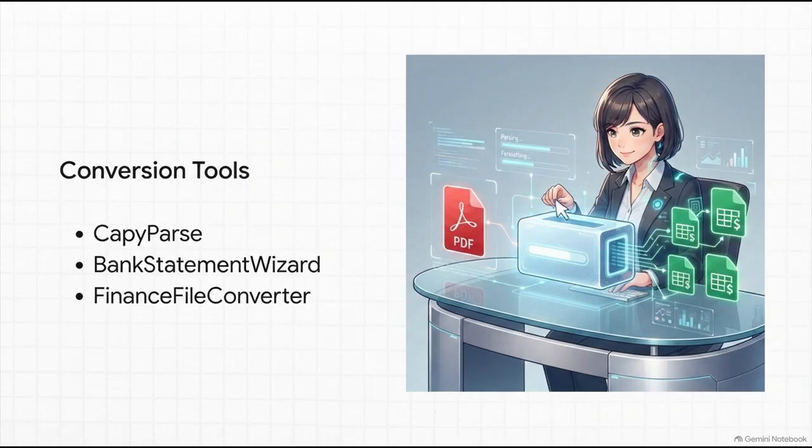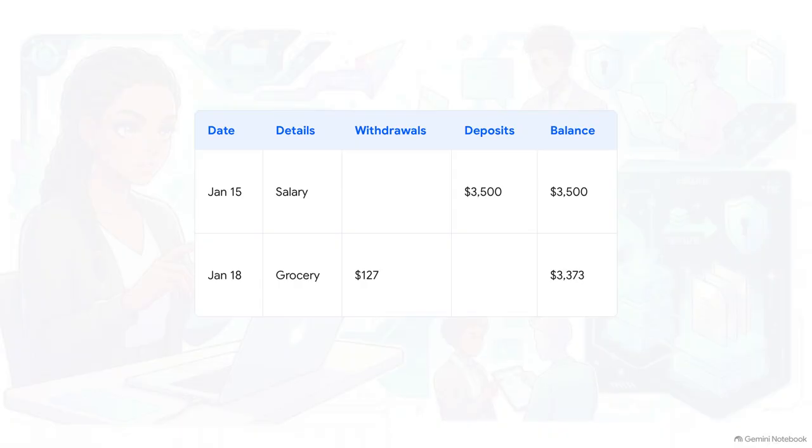The solution? Third-party AI-powered converters. Tools like CopyParse, Bank Statement Wizard, or Finance File Converter are built exactly for this headache. You just upload your NetSpend PDF into their secure web portals, and their AI goes to work extracting the data, recognizing direct deposits, purchases, fees, and it converts the whole shebang into a clean, structured CSV or Excel file in literal seconds.